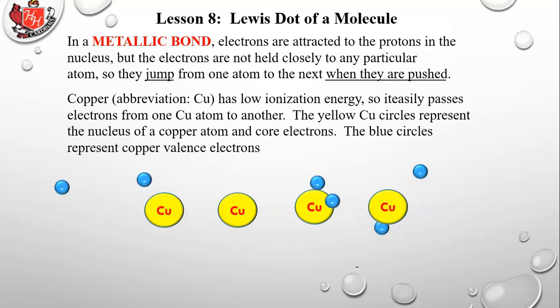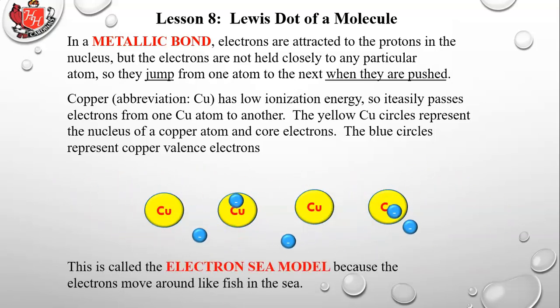They're quite a ways away from the nucleus, so they're easily separated from the nucleus of any one atom. So they tend to fly around like this in between atoms. So this would be like a piece of copper wire. The electrons are doing this in a piece of copper wire. This is called the electron sea model because electrons move around like fish in the sea. So they'll just kind of jump around.